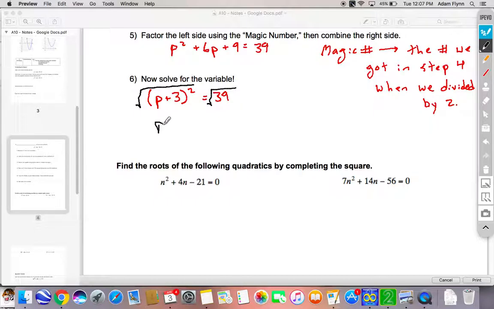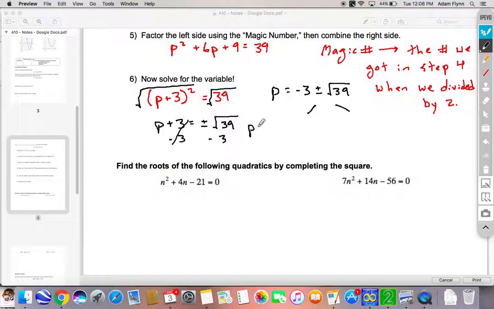So I get p plus 3 equals plus or minus the square root of 39. Okay, so now I'll subtract 3 from both sides. So I get p equals negative 3 plus or minus the square root of 39. This plus or minus right here means I have 2 solutions, just like when I factored, I always got 2 solutions. I'd like you to write it in this form right here.